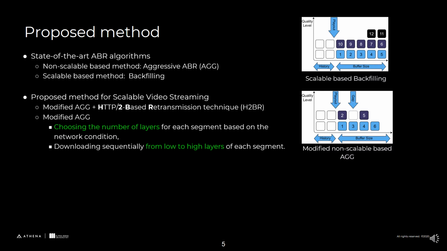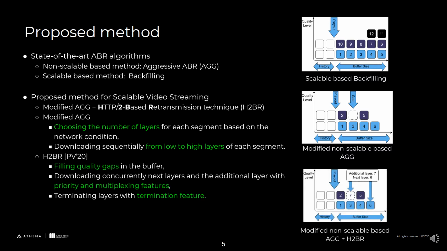As you can see here, there may be some quality gaps in the buffer that can negatively impact the quality of experience of users. So, to cope with this issue, we add the H2BR component that was published in the Packet Video Workshop. It can fill quality gaps in the buffer by downloading concurrently the next layers and the additional layers with priority and multiplexing features of HTTP. And in case there are some layers that cannot be downloaded on time, H2BR will terminate them with termination features.